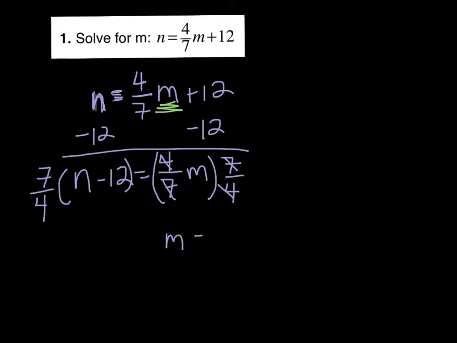I'm going to use my symmetric property and flip it around. 7/4 times the quantity n minus 12. And you don't want to write that any other way. There is no other way to write that.